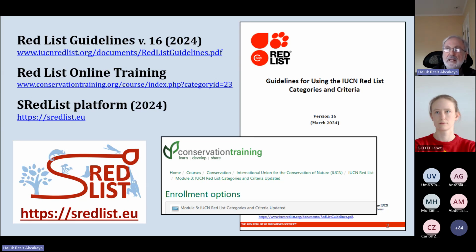There is also the Red List online training course, and if you have not taken it, I strongly recommend it. And since earlier this year, there is also another tool, the Red List platform. That is an online platform that facilitates the assessment process by allowing you to estimate the parameters that go into SIS, such as area of occupancy, fragmentation, and other parameters. So if you have not checked it out yet, I strongly recommend that you take a look at that as well.